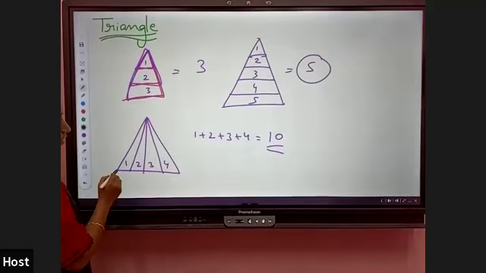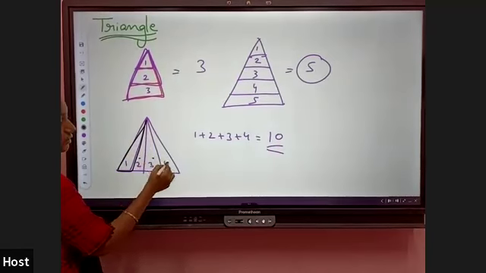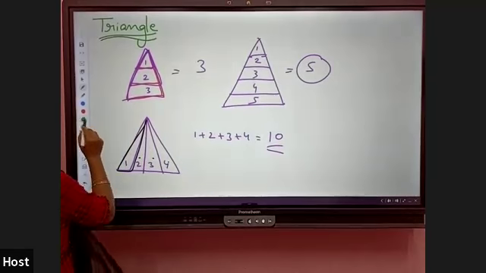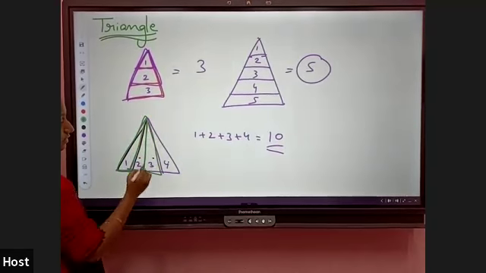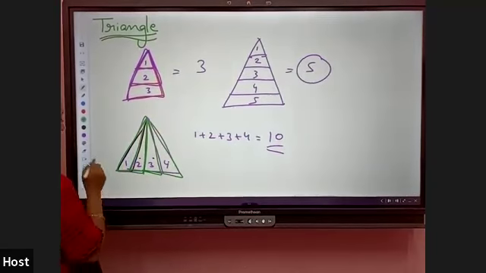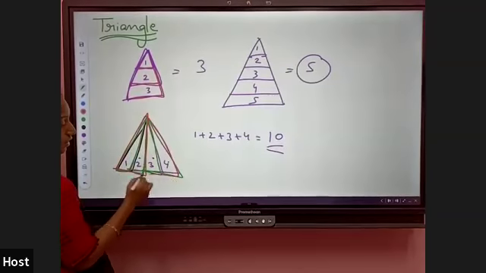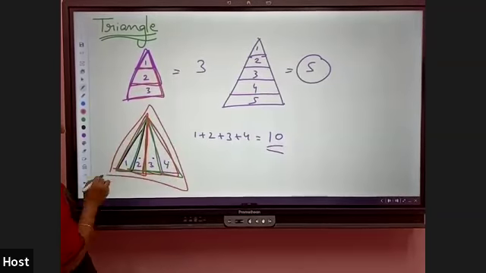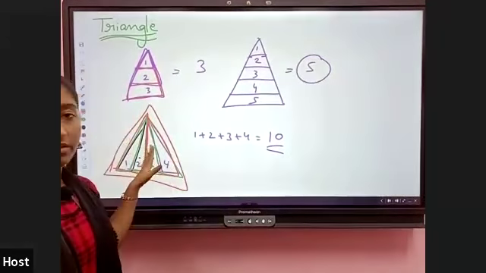So let us count. This is first triangle, this is second triangle, third triangle, fourth triangle. Okay. Next, 5, 6, 7. Okay. Next, 8, 9, and the big triangle is 10. So total there are 10 triangles in the given figure.